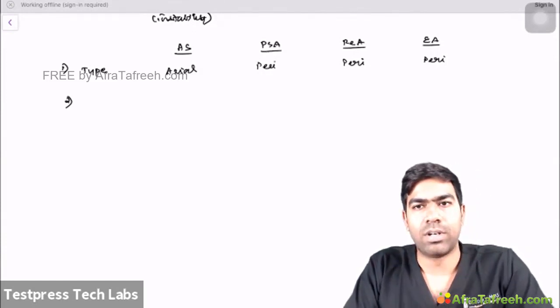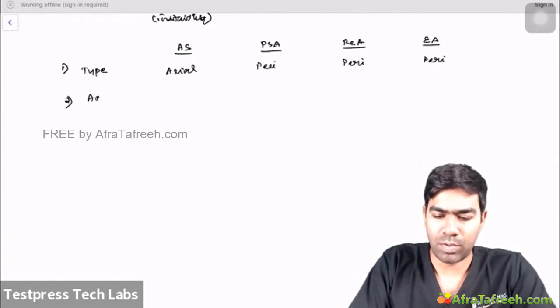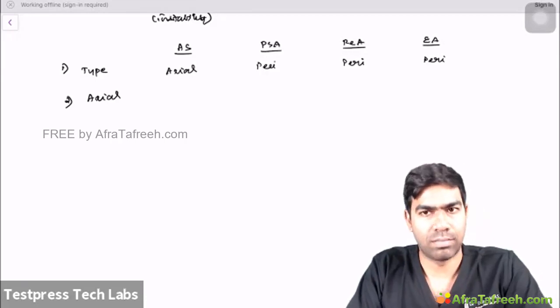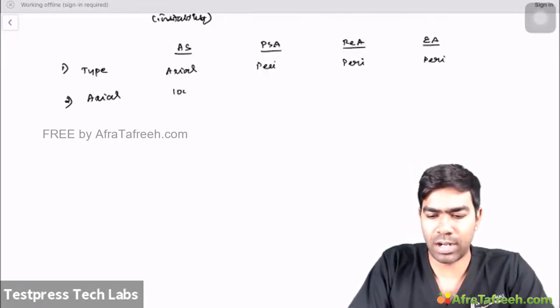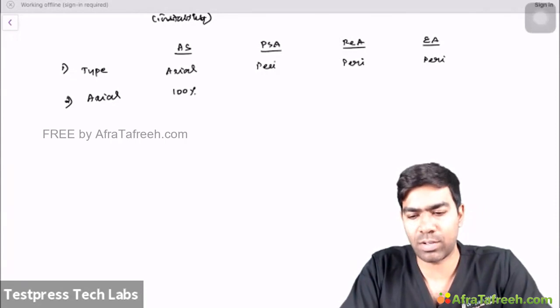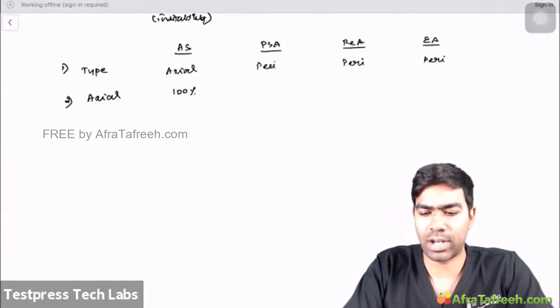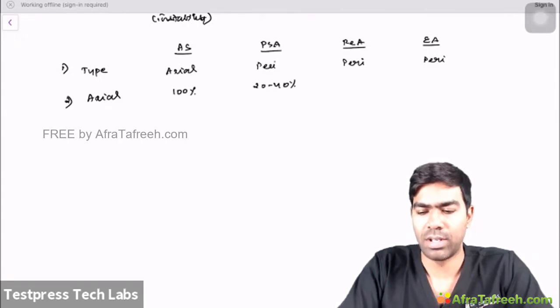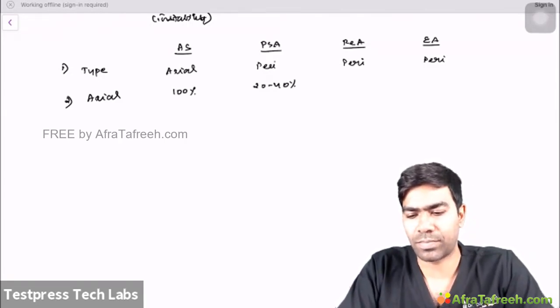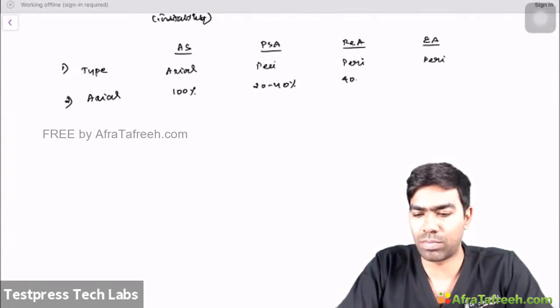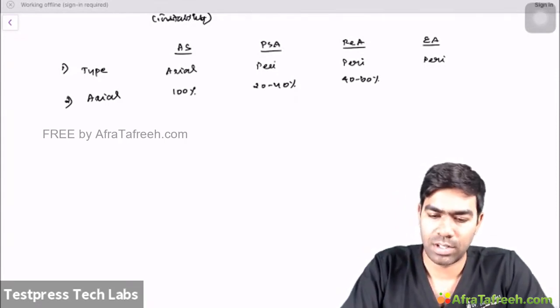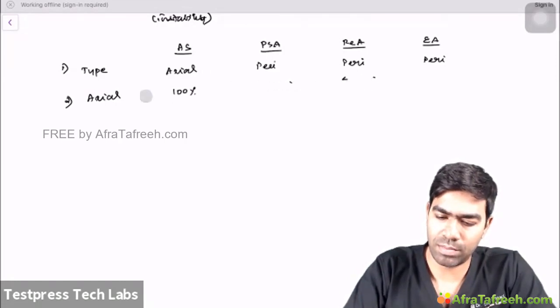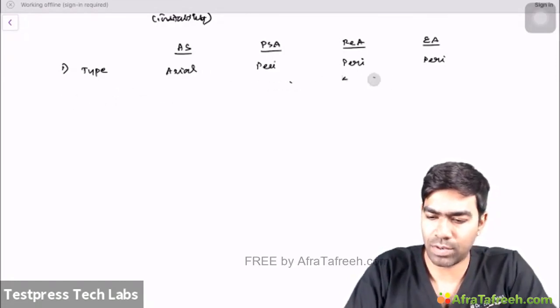Second, when they are having axial involvement, what is the percentage of axial involvement? That's the next thing, and that's very important. 100% axial involvement will be there in ankylosing spondylitis. As far as psoriatic arthritis is concerned, they'll be having around 20 to 40%. That's the involvement of axial skeleton in psoriatic arthritis. And Reiter syndrome, around 40 to 60%. I think I'm writing from Delhi to Bombay kind of a scenario. I'll make it more neat.